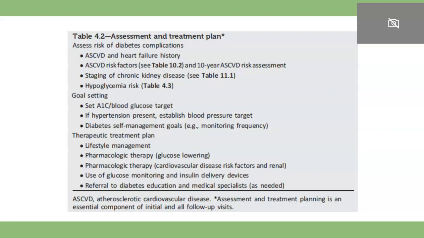Goal setting. You set your A1C and blood glucose target. We're going to talk about that. If hypertension's present, what's the blood pressure target? And diabetes self-management goals. So we're going to talk about hypertension and all that stuff.